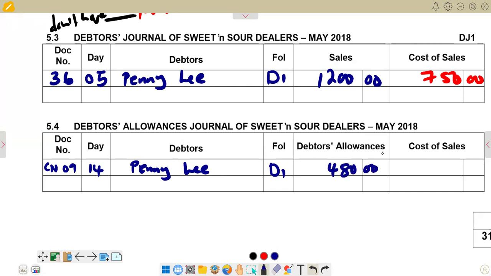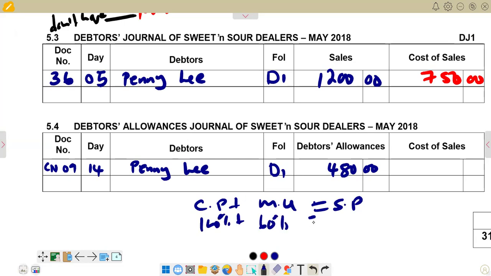Then we calculate the cost of sales of those goods, which are 480. Remember, to calculate cost of sales, you make a proportion using the formula: cost price plus markup gives us a selling price. So when we say cost price is 100%, and the markup according to the question is 60%, then 100 plus 60%, you get 160%.